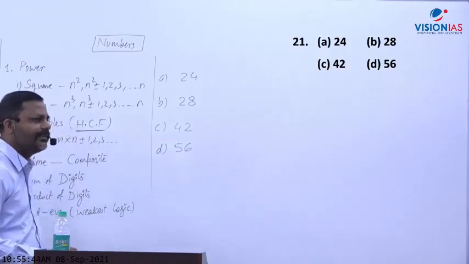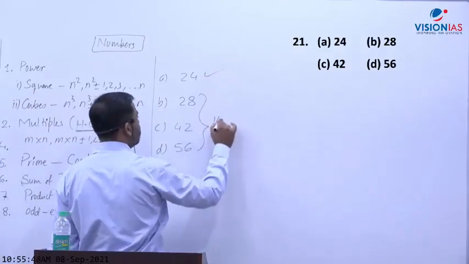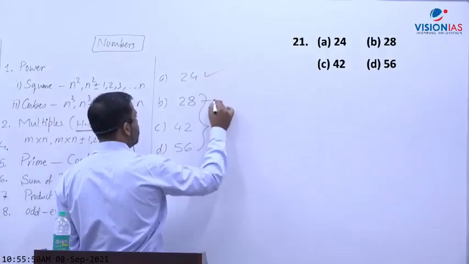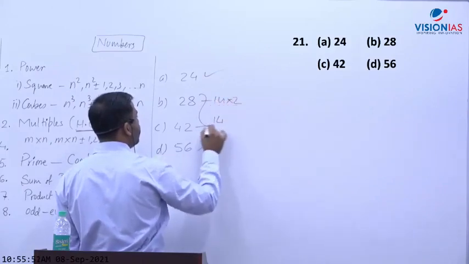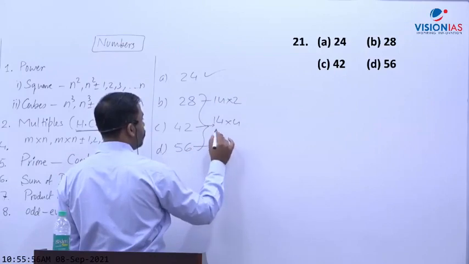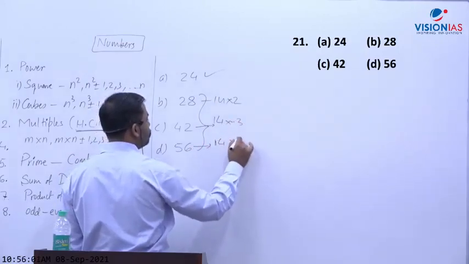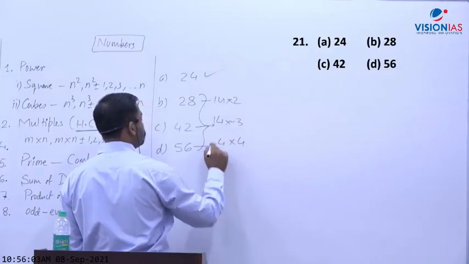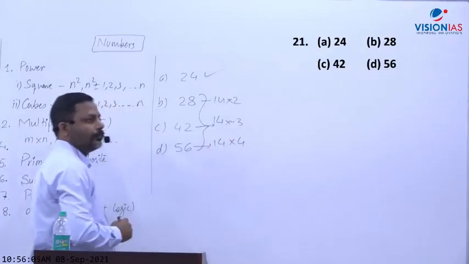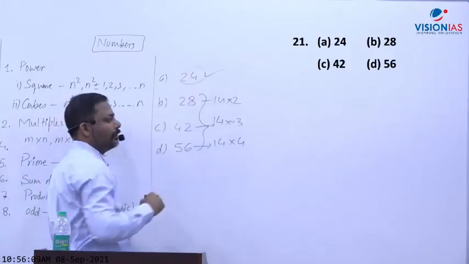Not divisible by 7. Yes, very good. Or you can say their HCF is 14. This is 14 multiplied by 2, this is 14 multiplied by 4, this is 14 multiplied by 3, and this one is 14 multiplied by 4. Since 24 doesn't come in the table of 14, so this one is odd.